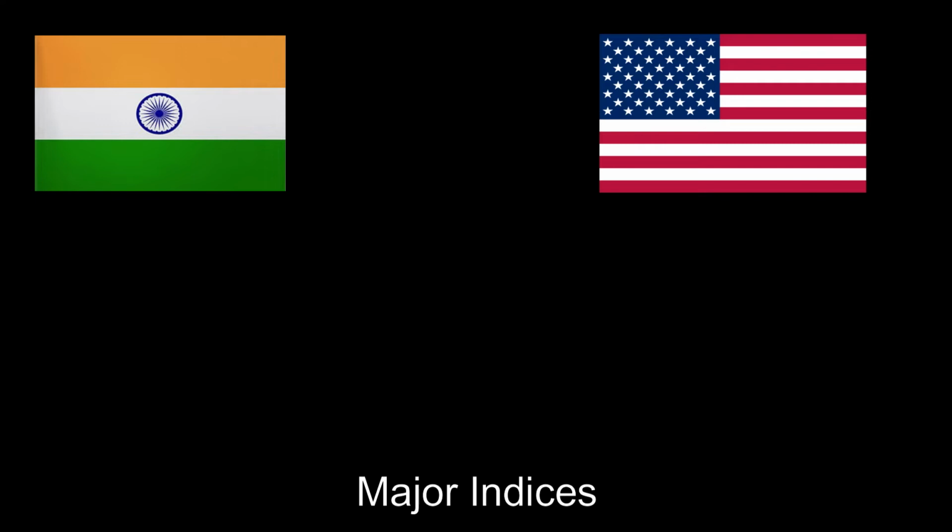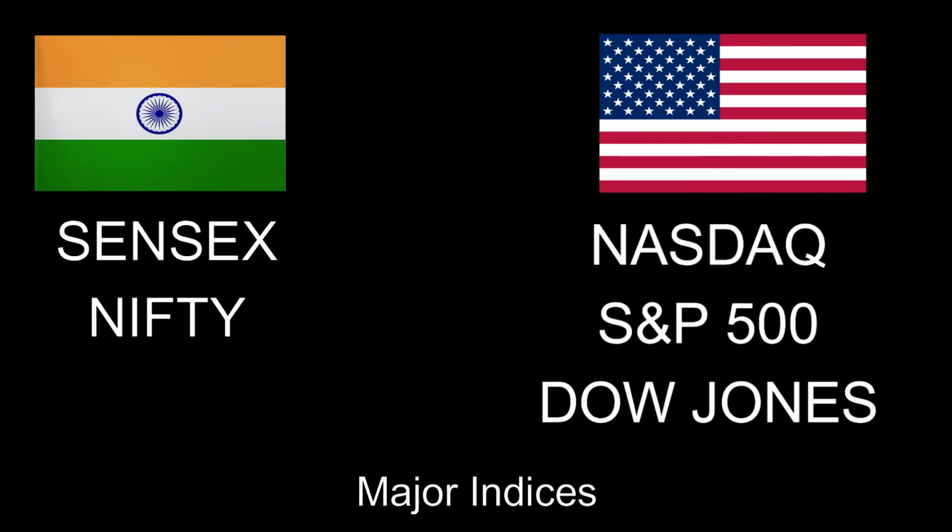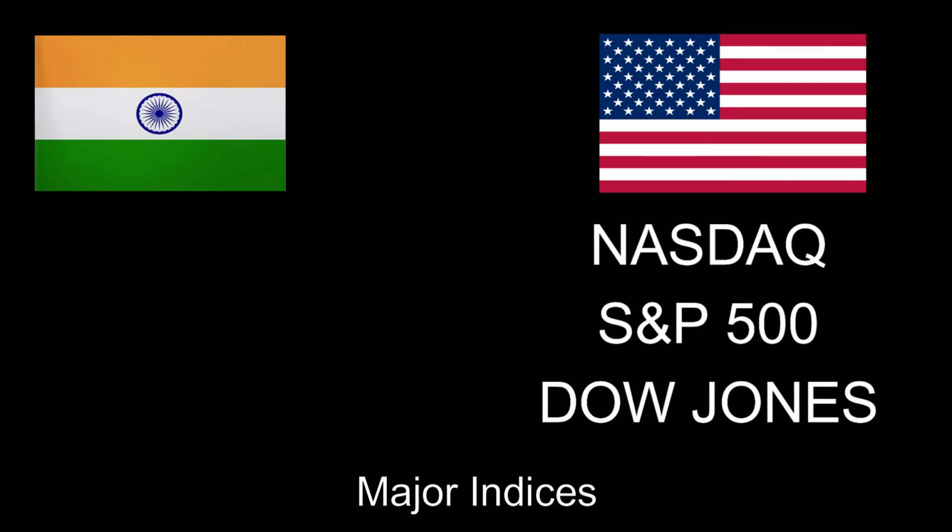Now coming to your major indices. In India, as I told you, there are two major stock exchanges, one is BSE, one is NSE. Now there are two major indices also, Sensex and Nifty. Sensex is from BSE and Nifty is from NSE. But in the USA, we have three major indices. One is NASDAQ, one is S&P 500, and another is Dow Jones. I'm going to discuss these three indices later, but let's quickly see the difference first.